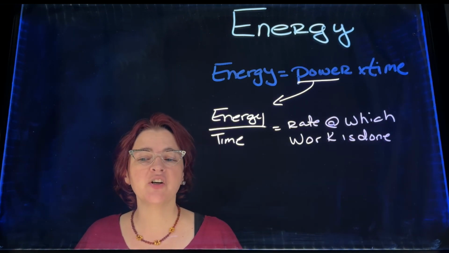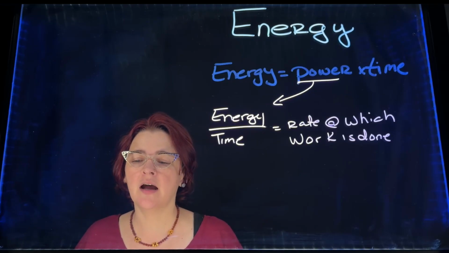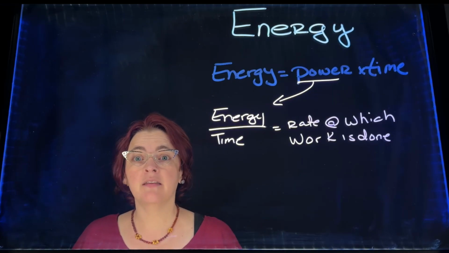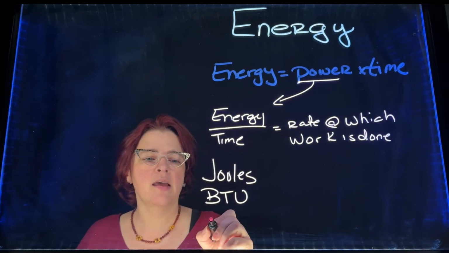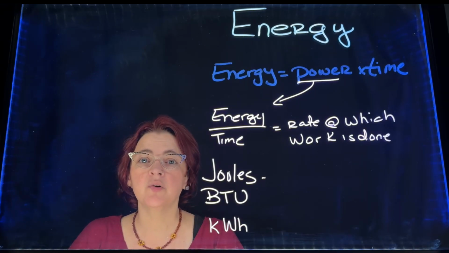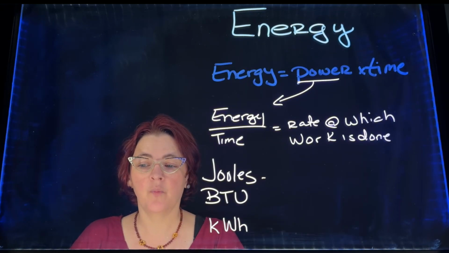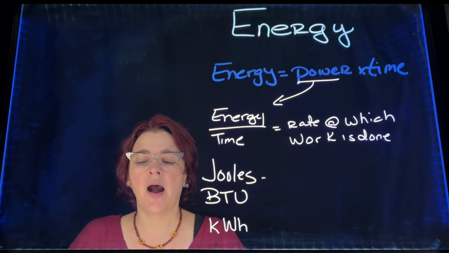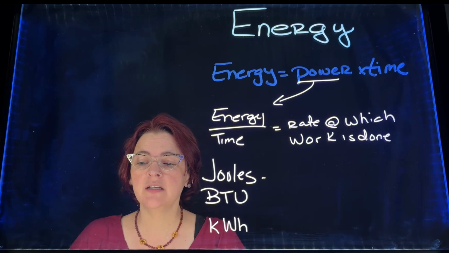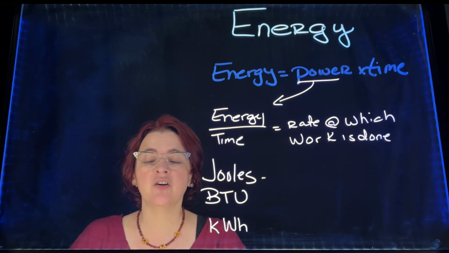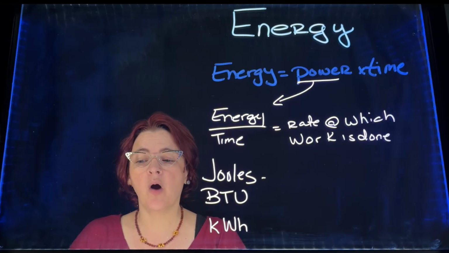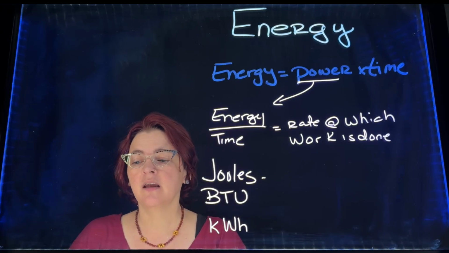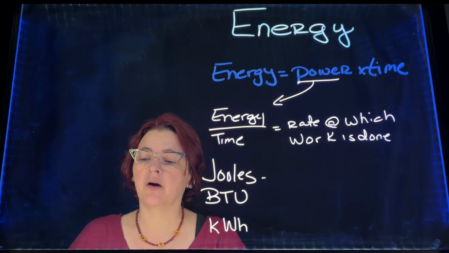We can measure energy with a couple of different units. There are a couple units that you should be aware of: joules, BTUs, and kilowatt hours. A joule is the energy it takes for 1 watt of electrical output to be turned on for 1 second. A BTU is a British thermal unit. It is the amount of energy it takes to heat 1 pound of water 1 degree Fahrenheit. And a kilowatt hour is the amount of energy expended for using 1 kilowatt for 1 hour.